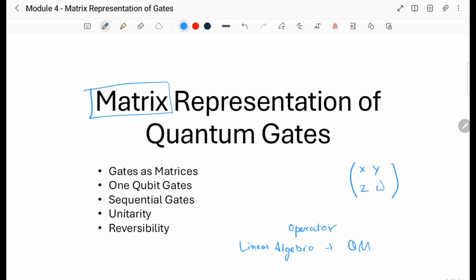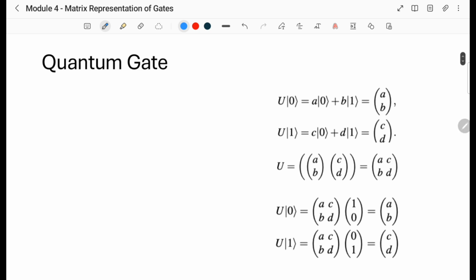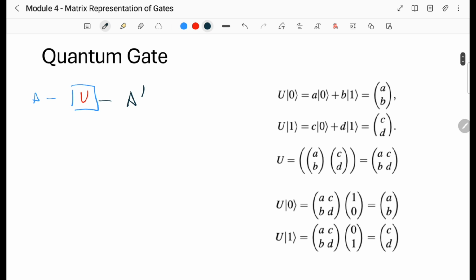Okay, so let's start. You would remember what a quantum gate is. We simply take any input A, we apply some gate on it, let's say U, and we obtain an output, let's say A dash. So that is very simply a quantum gate.